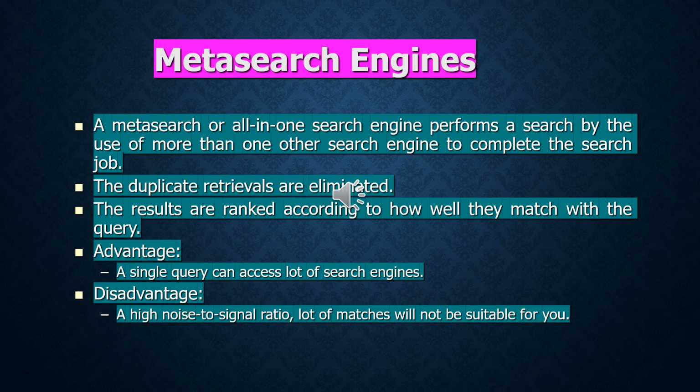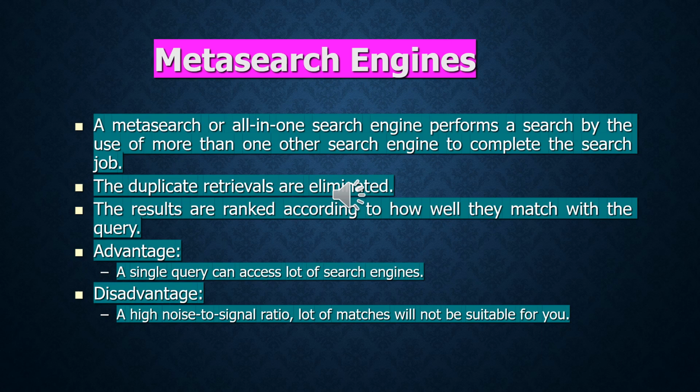Lots of matches will not be suitable for you. So if you wanted to find information on something and use a meta search engine, the advantage you have is that it will search more than one database looking for the information that corresponds to your search. But the disadvantage is that whenever you have many results, you end up thinking of which one to choose, and that will not be a good signal for somebody who is searching for information quickly and faster.